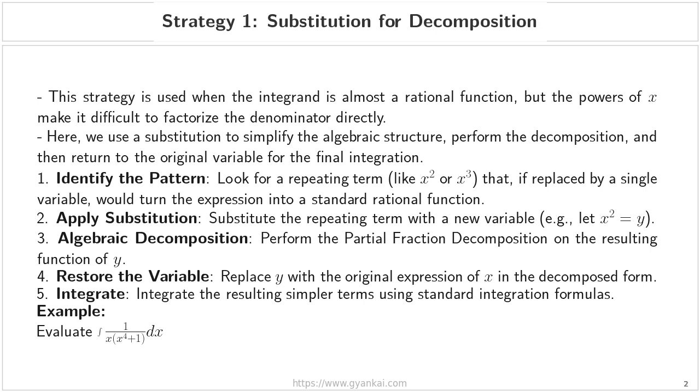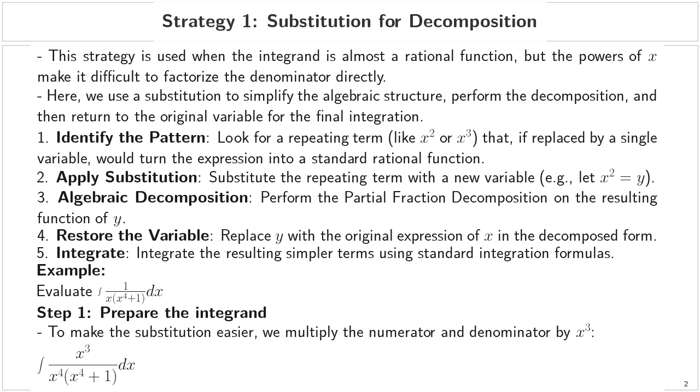We want to evaluate the integral of 1 over x times x to the power of 4 plus 1, with respect to x, that is, the integral of 1 over x multiplied by x to the power of 4 plus 1 dx. Step 1. Prepare the integrand. Now, this is a clever trick. To make the substitution easier, we're going to multiply both the numerator and the denominator by x cubed. This gives us the integral of x cubed over x to the power of 4 multiplied by x to the power of 4 plus 1 dx. This might seem strange, but it sets us up nicely for the substitution in the next step. It doesn't change the value of the integral, just its form.